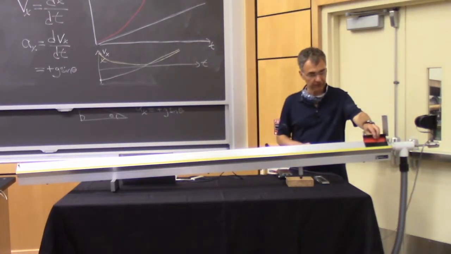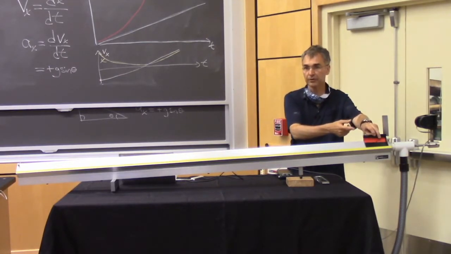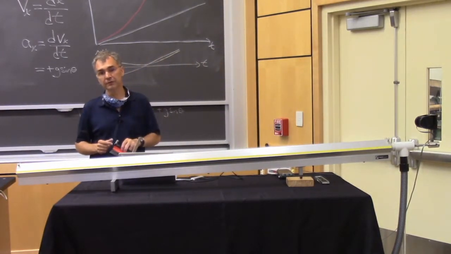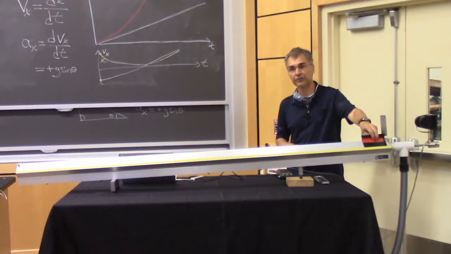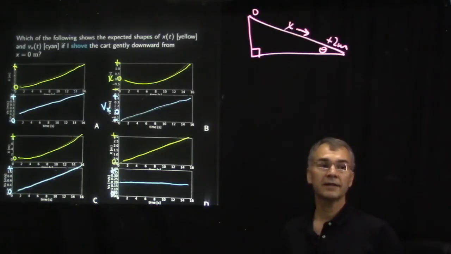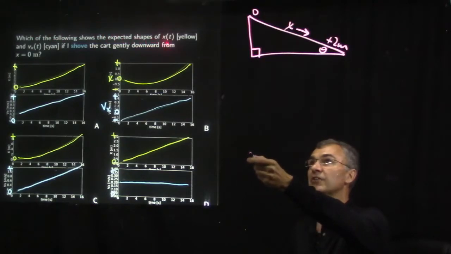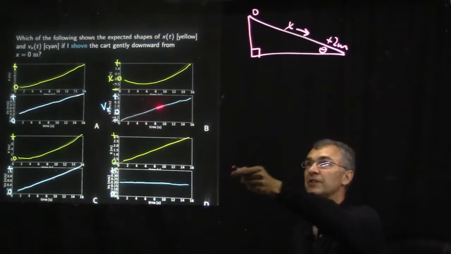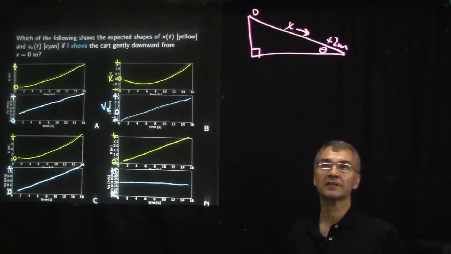I guess the position starts out here, which is x equals 0, and it gets bigger and bigger, more and more positive. What about the x component of velocity? Also, what is the shape of that position versus time curve? Again, on the inclined air track, the expected shape of x of t in yellow and v sub x of t in light blue, if I shove the cart gently downward starting at the top.